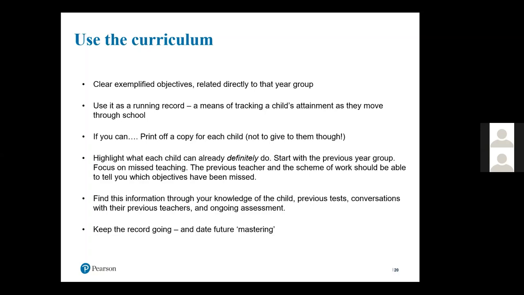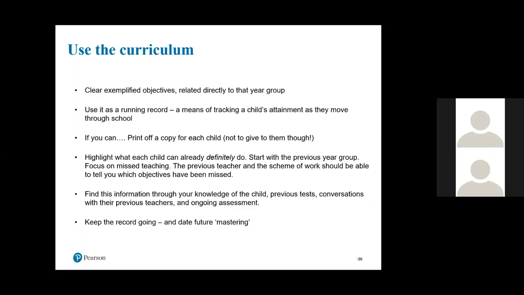Print out a curriculum document. A copy for each child is ideal. It goes up with them, you don't give it to them, it's your document. And highlight what children can already definitely do. Going forwards, as you test and teach further, highlight and date. When you're confident a child understands or has mastered something, the dating will be really useful as they move through the school. It'll tell you if a child is on track, trying to catch up, or moving ahead.